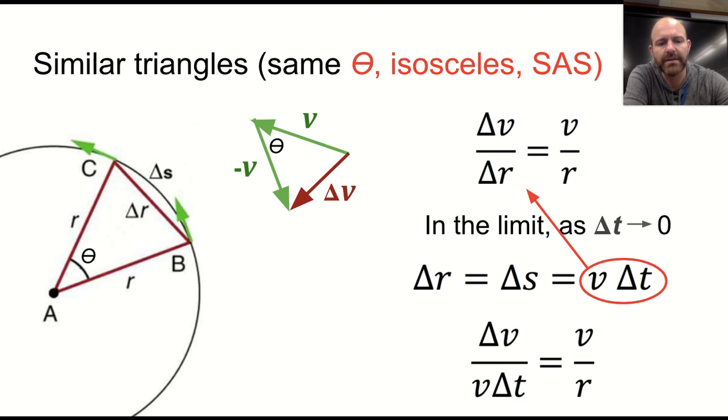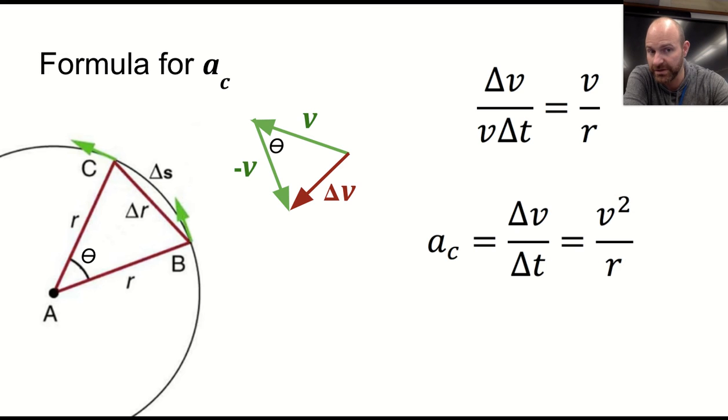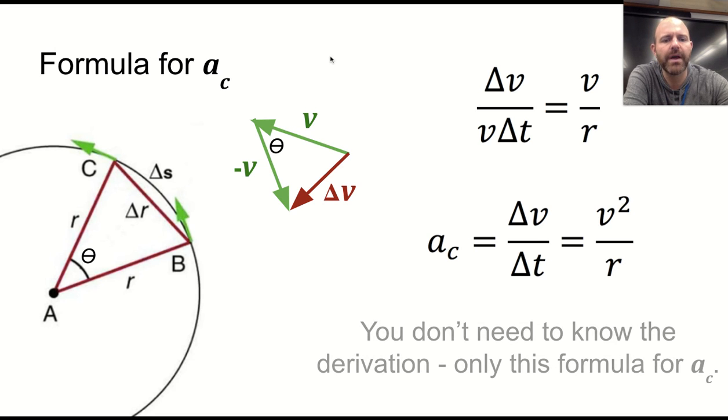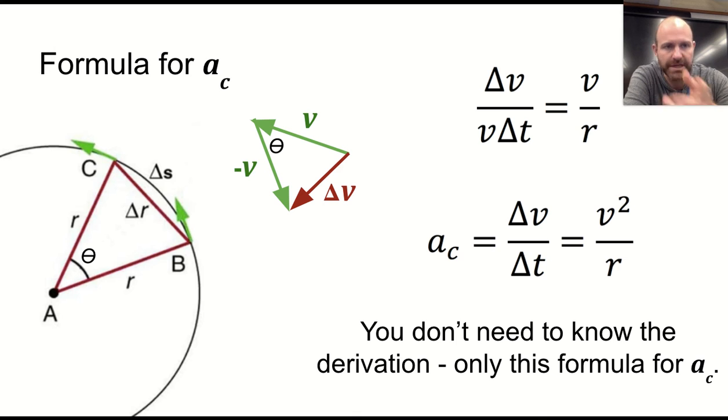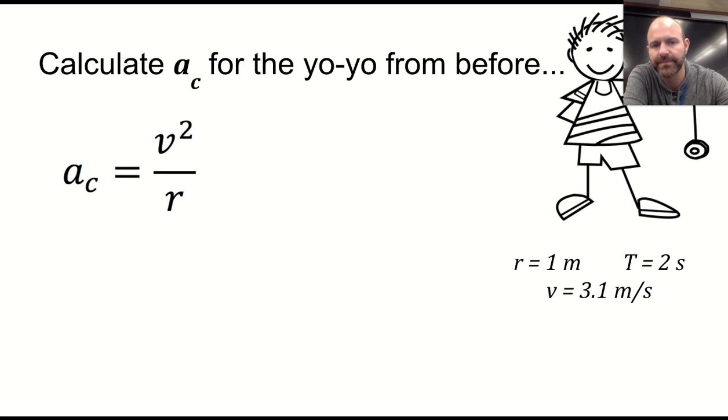And so we find that we can keep working through this, and the centripetal acceleration, by definition, is delta v over delta t, which ends up being v squared over r. Now, I'll say, you don't really need to follow that derivation too closely. You can go back and look at it. Your textbook has a version of this as well. But the big idea here is that the centripetal acceleration can be given as v squared over r. The units come out as acceleration.